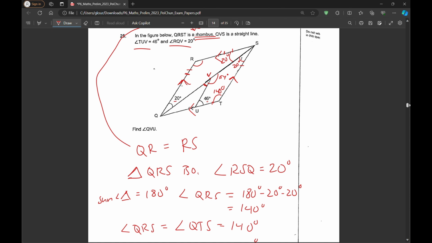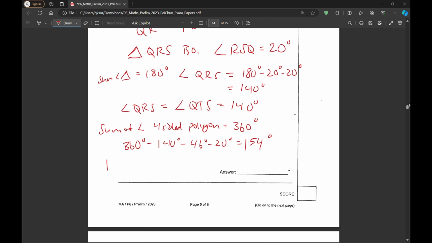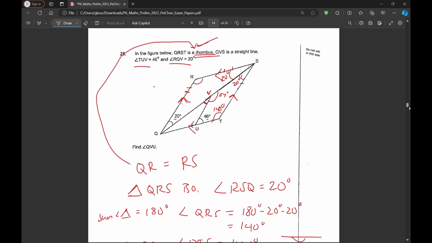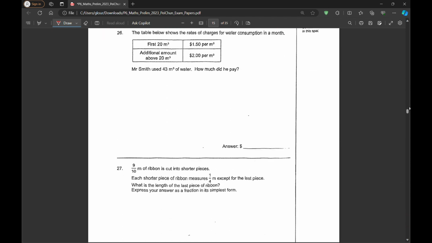Since QVS is a straight line, by the rule angle QVU equals to 180 minus 154, because angle on a straight line is 180 obviously, which gives us 26 degrees as our final answer for angle QVU. So this question has quite a few steps and quite a few concepts that we need to know, but if done slowly and steadily, we can definitely get the answer.